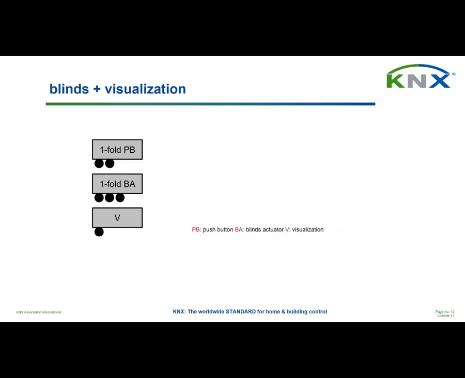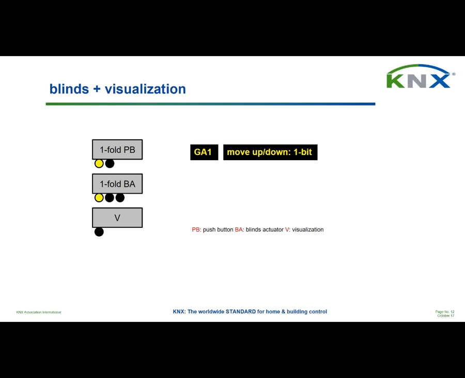Okay, then one last slide for as introduction is blinds plus visualization. So again, let's have a look at the devices that we would minimal need. Well, that is again a 1-fold push button, a 1-fold blinds actuator, of course, in this case, and also here, well, obviously, a visualization system. So what is the first link? This is group address 1, in order to exchange move up down information, which is 1-bit information. And that is a link between the push button and the blinds actuator.